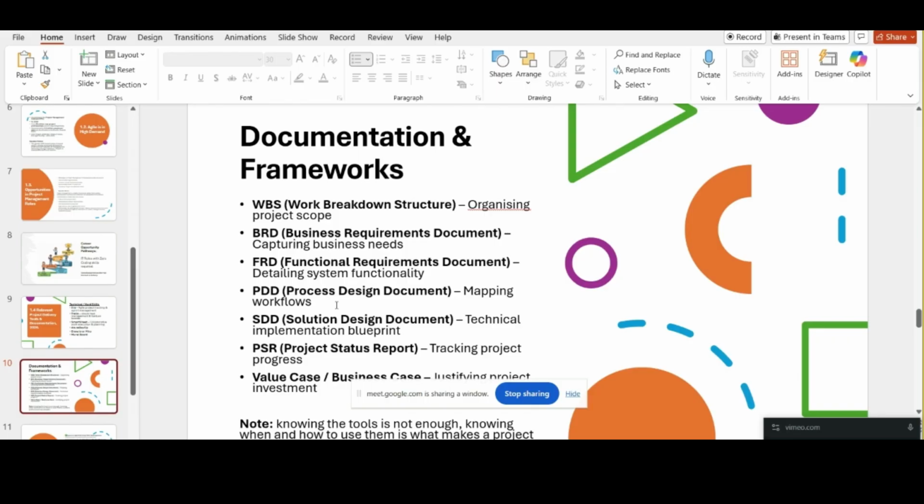So PDD and SDD documents are documentations that help in producing such AI-powered automation. There are documents that will help you expose what the automation should look like, what the processes are like, what it is you want to do. And with this documentation, there is again structured knowledge around it. Okay? Now we have the PSR and the value case document. I think I have spoken a bit about the value case document.